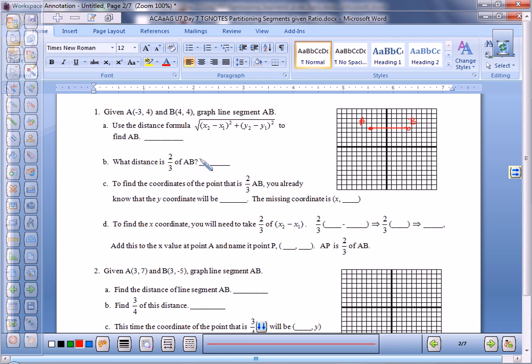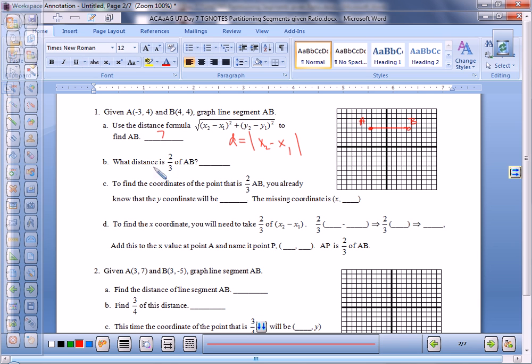We just want the distance of this one, which we can basically look at and count. Remember when we talked about it the other day? If you're with a horizontal line, all you have to do is the absolute value of the difference in your x's. So, what is the distance of AB? 7.